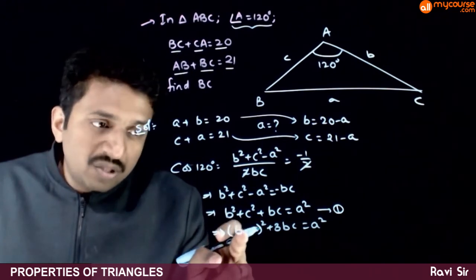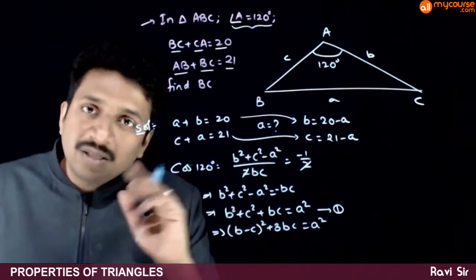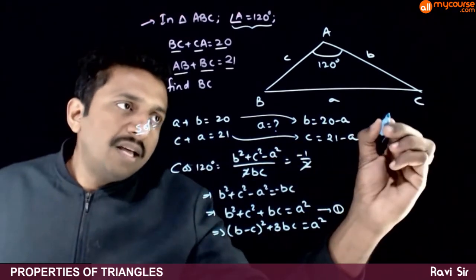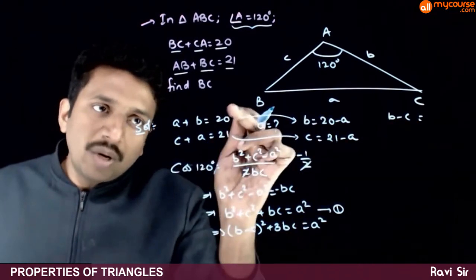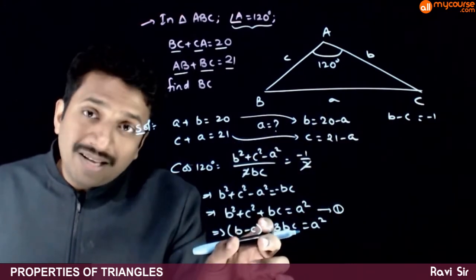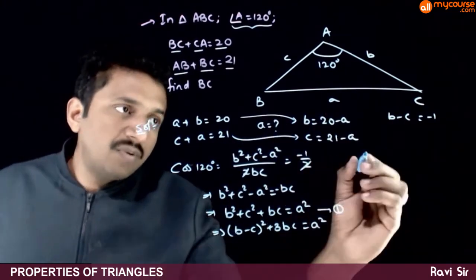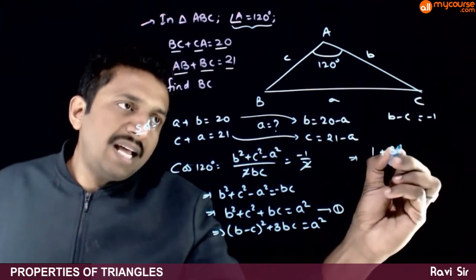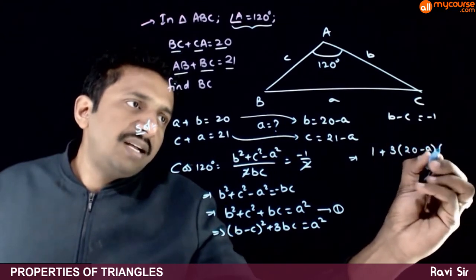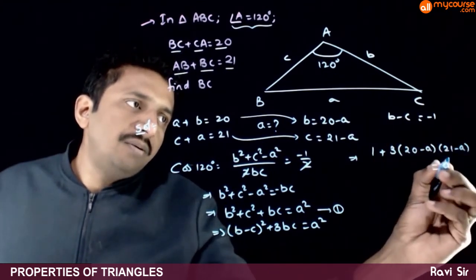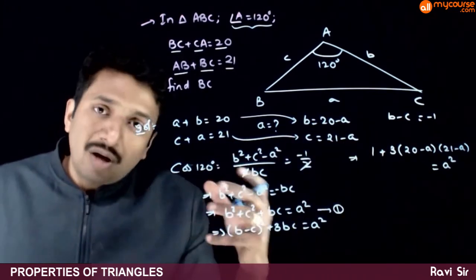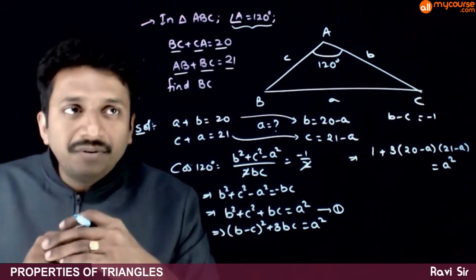So (B minus C) whole square is B square plus C square minus 2BC, plus 3BC is plus BC. Now what is B minus C? If you subtract one from the other, B minus C is equal to 20 minus 21, which is minus 1. So (B minus C) whole square is 1. So this completely becomes 1 plus 3 times B into C. B into C is (20 minus A) times (21 minus A), equal to A square. Now if you expand this, you get a quadratic in A. If you solve that quadratic, theoretically you should get the answer for A.